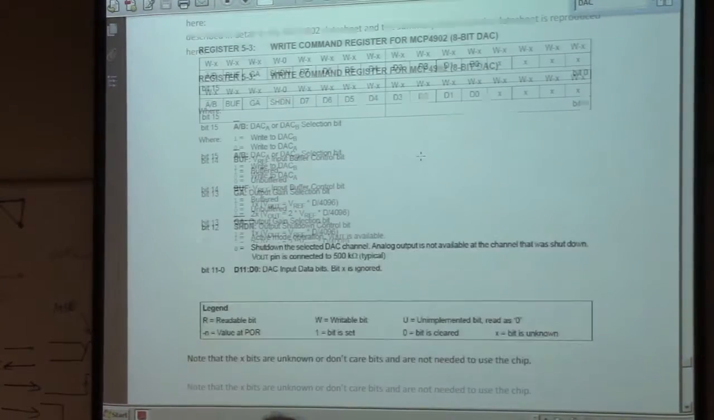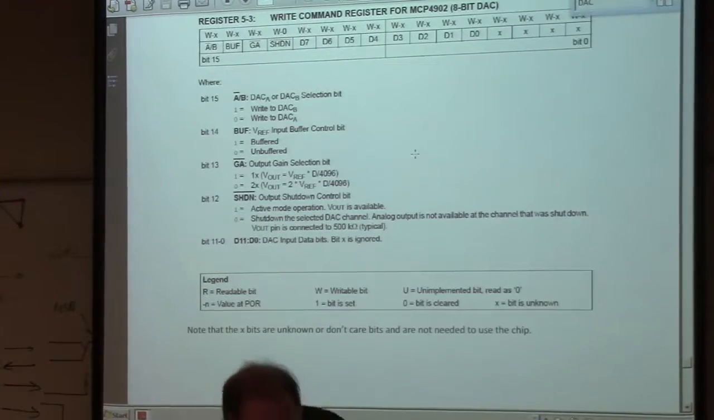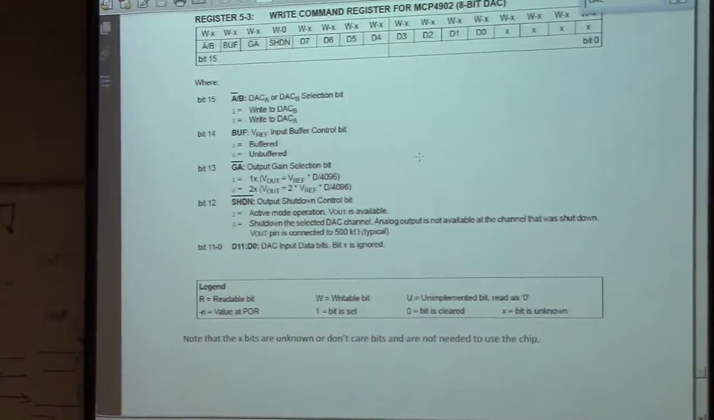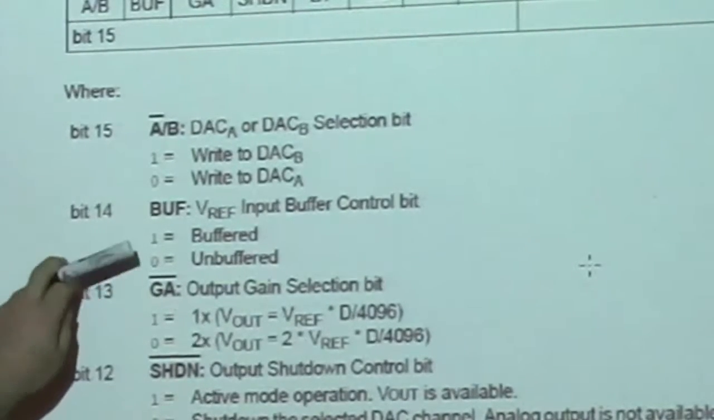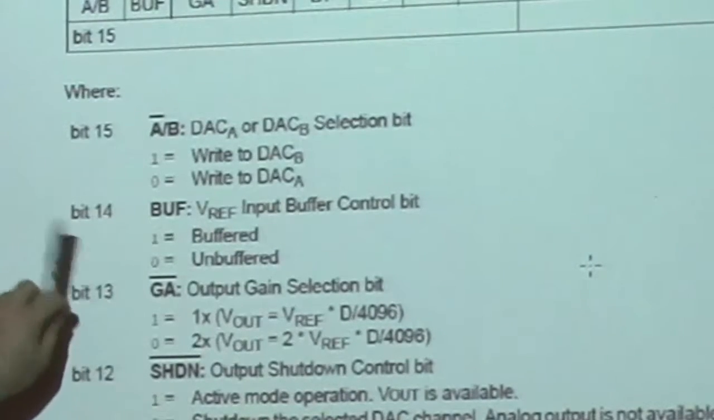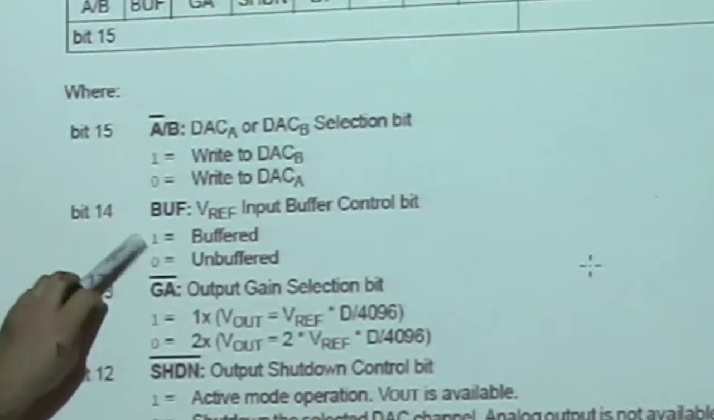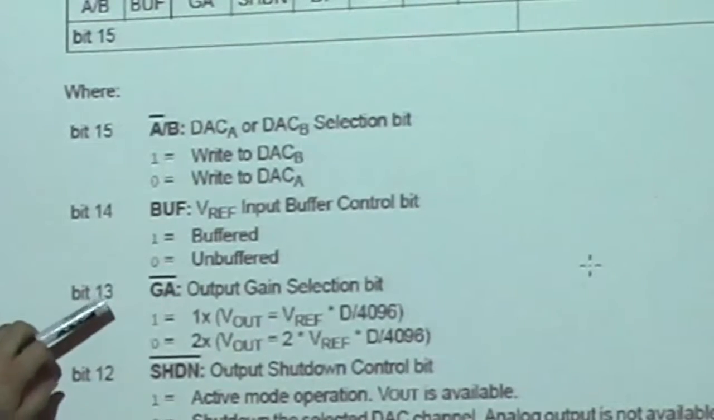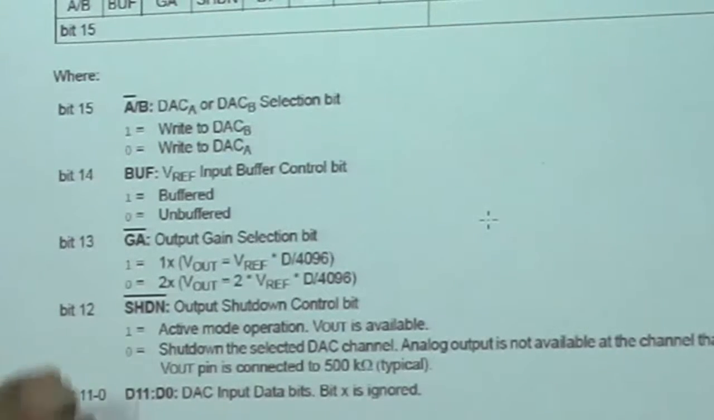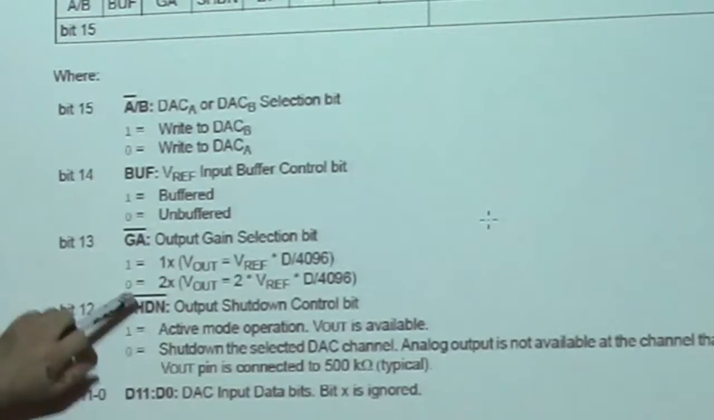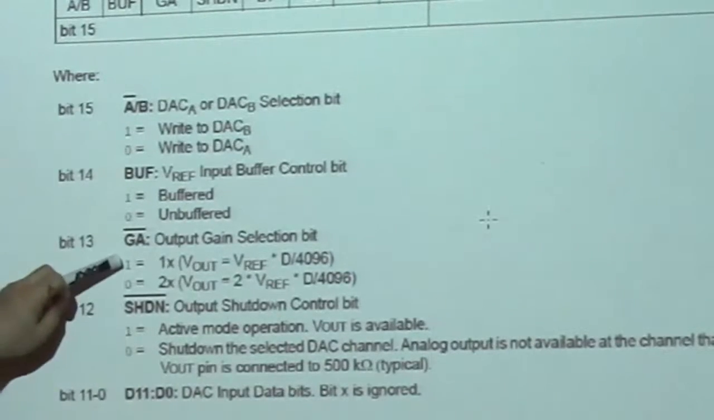From the data sheet, it has descriptions for all these bits. So the first bit selects whether to write to the DAC A or to the DAC B register. So 1 is B and 0 is A. And the next bit decides if it's buffered or unbuffered output, and we're going to be using the buffered. And then there's an output gain selection, and 1 is times 1 and 2 is times 2. We're going to be using the times 1.